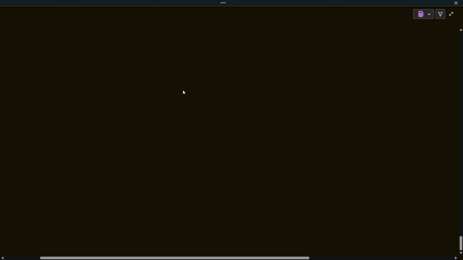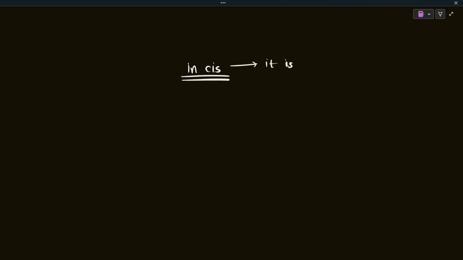So the XIST long non-coding RNA works in cis fashion, meaning the XIST long non-coding RNA is transcribed from the X chromosome and works on the same chromosome.